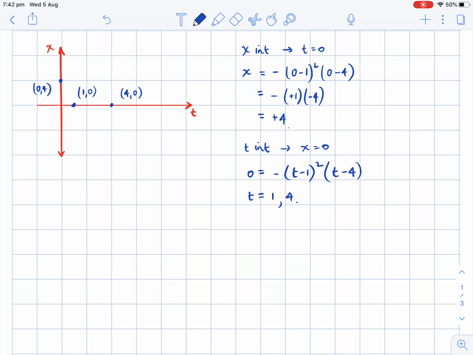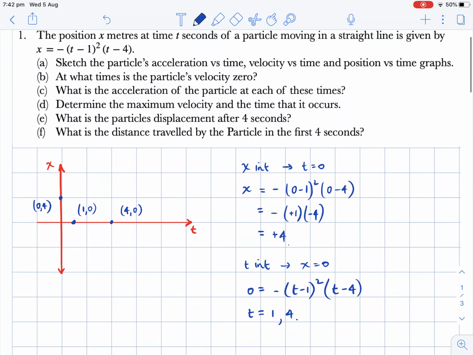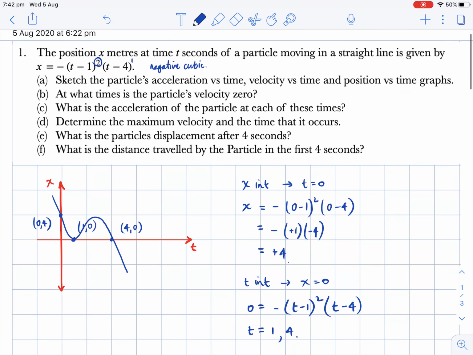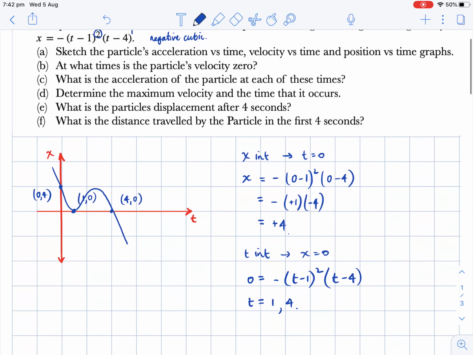Because this graph is a cubic, if we look at the original expression, I have a squared and a power of 1, so it is a negative cubic. When I draw my negative cubic, it will have a turning point at that first axis intercept, and it will look something like that.